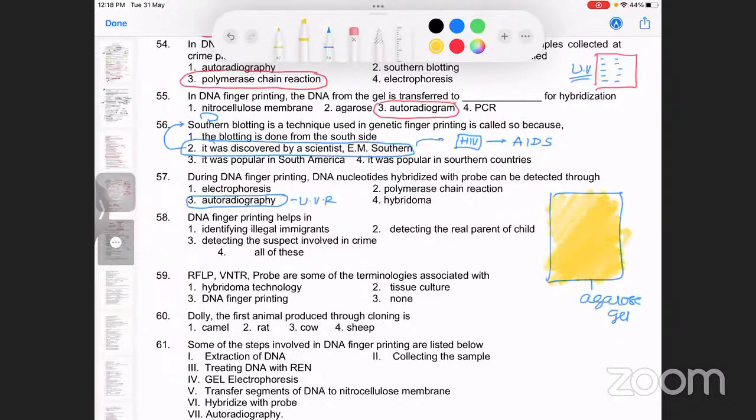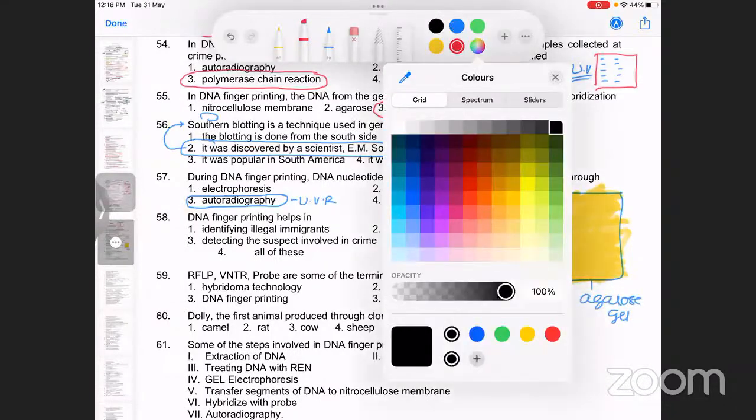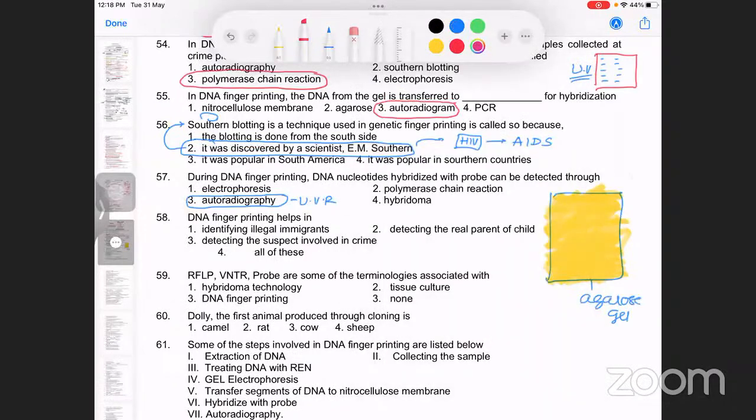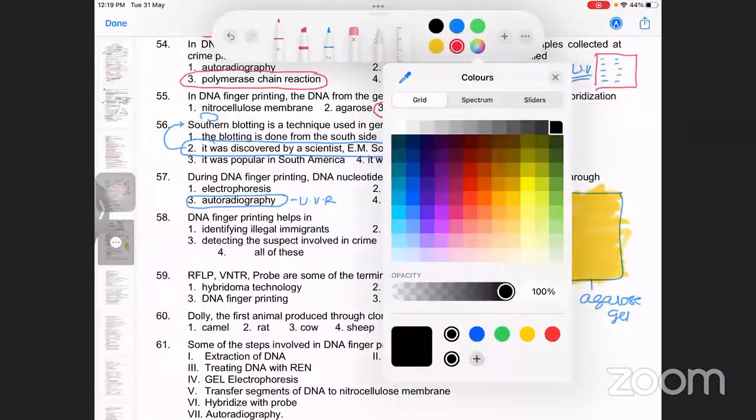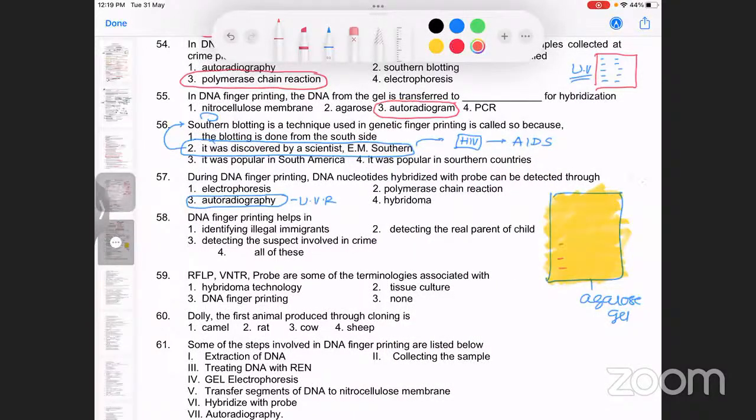For example, this is agarose gel. So after illumination, your DNA fragments will appear something like this. They will get illuminated, and based on their distance or association, we can count. So you can say that this is lighter and this is heavier. That illumination is called autoradiography.